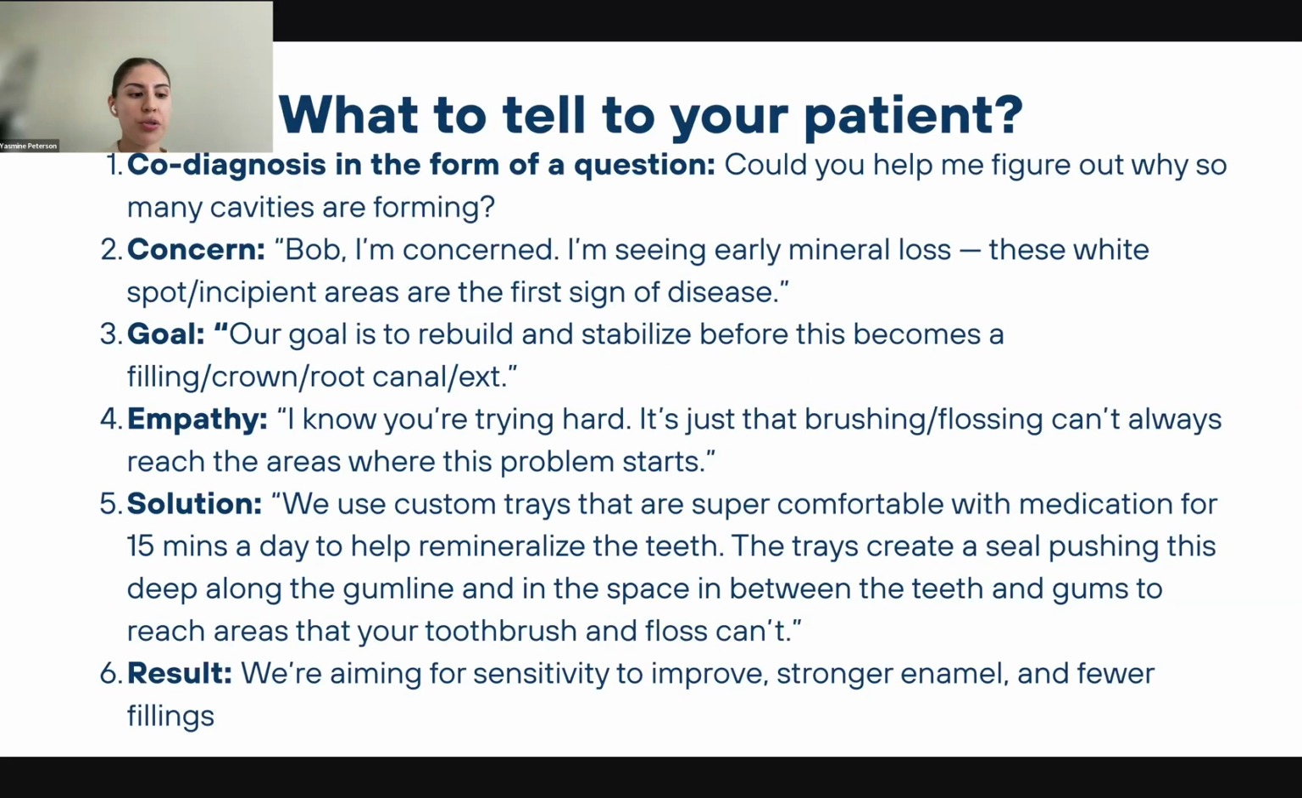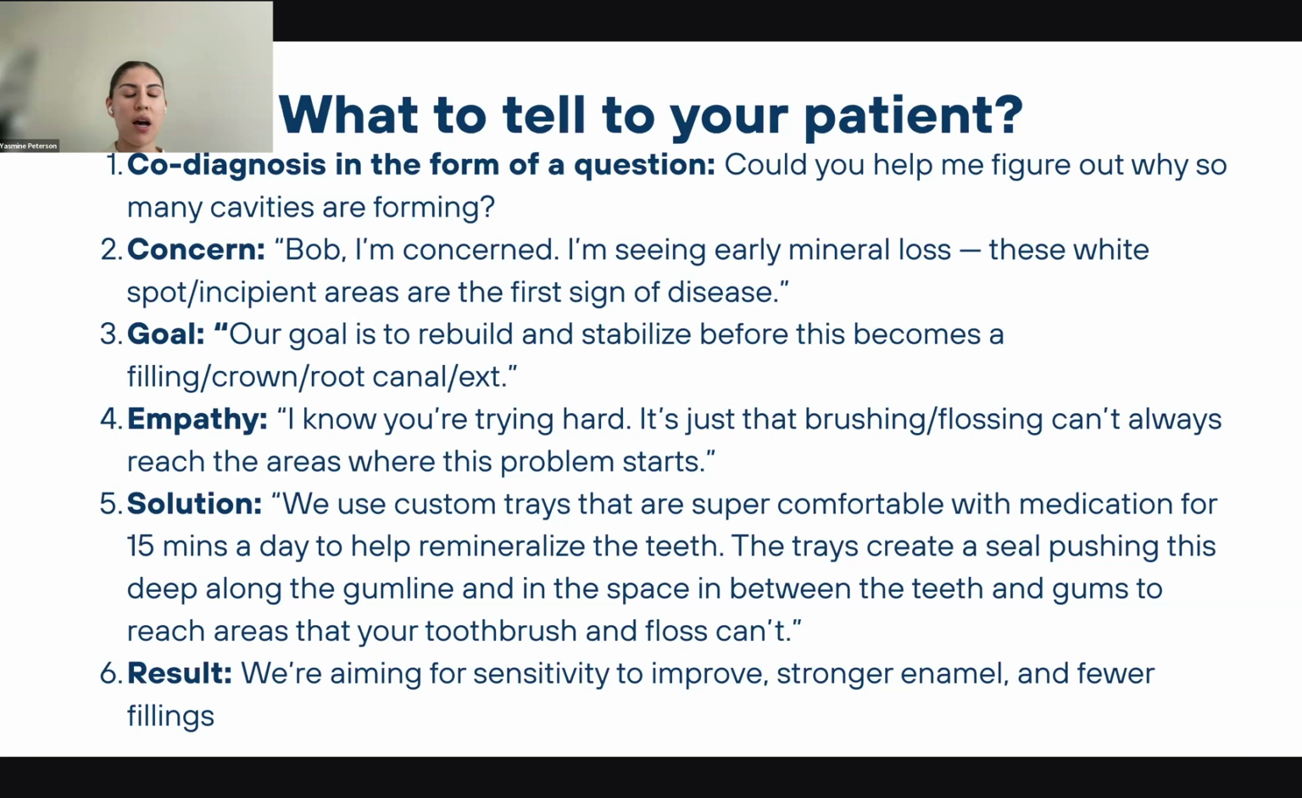All right, so what to tell your patient? Number one, I think it's really important to co-diagnose in the form of a question. Never telling your patient that this is what they need, letting them lead you to the answers. Asking them a question such as, could you help me figure out why so many cavities are forming? And then leading in with concern: Bob, I'm concerned I'm seeing early mineral loss. These white spot lesions or these incipient areas that we see on the x-rays are the first sign of disease.